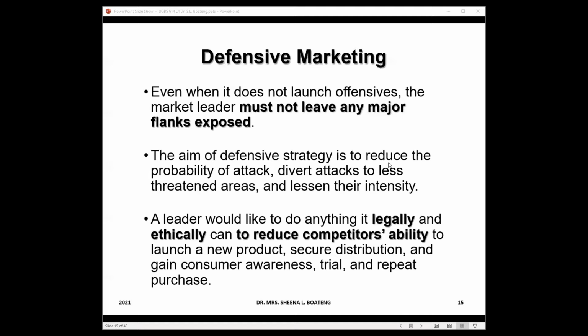Now here we need to bear in mind that anything by way of a defensive strategy that the market leader uses should be both legal and ethical. Because these actions by nature, because they are defensive, are meant to reduce the competitor's ability to either launch a new product, secure distribution, or engage in any other form of creative marketing strategies that could take away portions of their market share. So by no means should whatever tactic they use to combat these competitors' ability to do this be illegal or unethical.